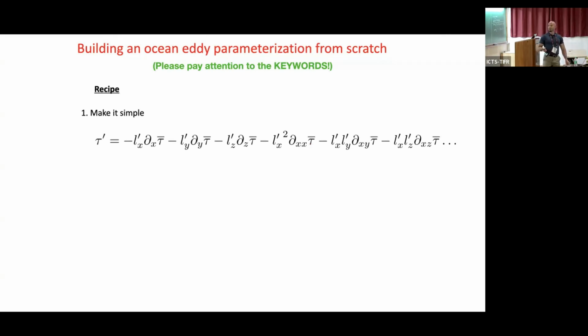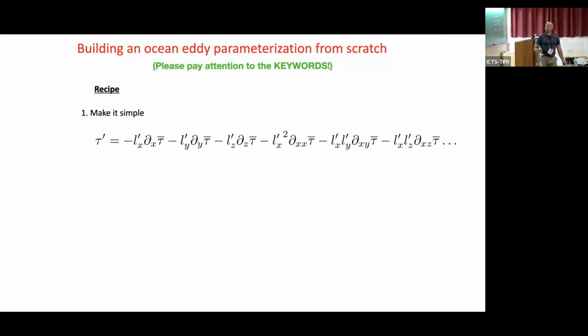Okay, so the idea of making it simple, here's one example. We can use a Taylor expansion. So we imagine that we have some tracer tau, and we have some small perturbation to tau, and we'll just call it tau prime. And we're going to Taylor expand using very, very small increments of distance that we'll call L in each direction. So you have L prime sub x, L prime sub y, L prime sub z. And then the Taylor expansion basically says you can just multiply that little jump in distance against the background gradient, and that gives you a good approximation to your tau prime.